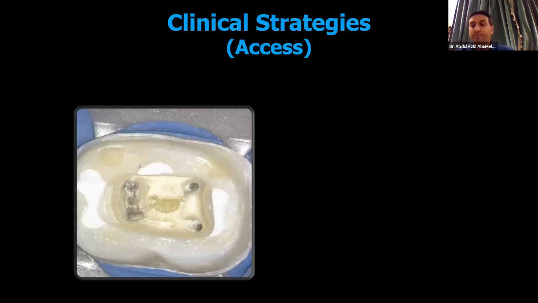Let's go with three clinical strategies. It's only three, okay? If you did all of these three, I can guarantee with all of the evidence base that you will not have any problem with any rotary file you go with. Clinical strategy number one, the axis.